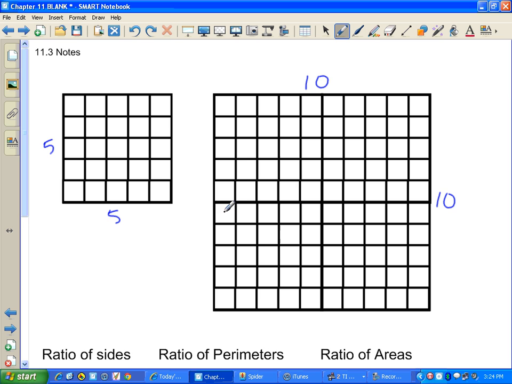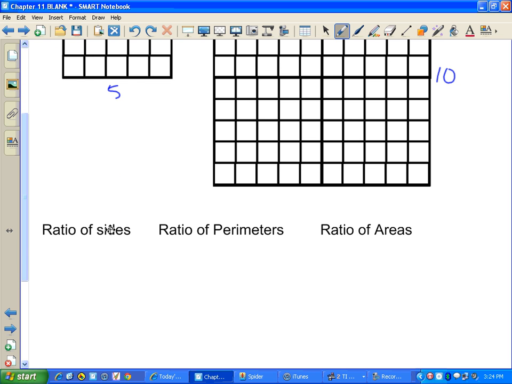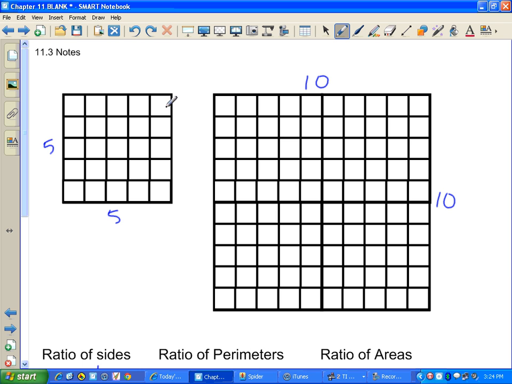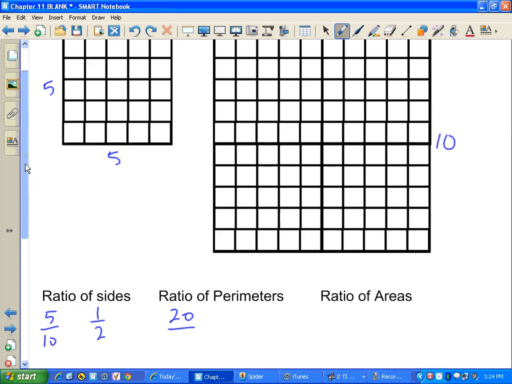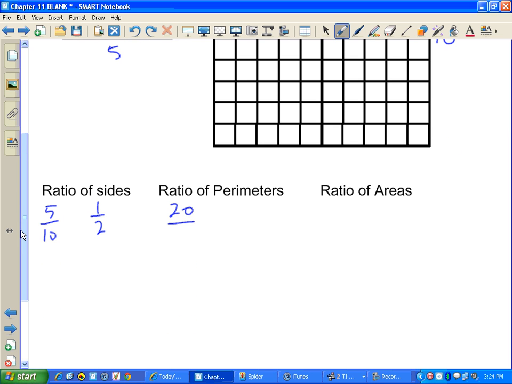So let's look at how their ratios compare. The ratio of the sides would be 5 to 10, which is a 1 to 2 ratio. The perimeter of this shape would be 5 plus 5 plus 5 plus 5, which would be 20. Perimeter of this one would be 40. So the ratio of their perimeters is also 1/2.